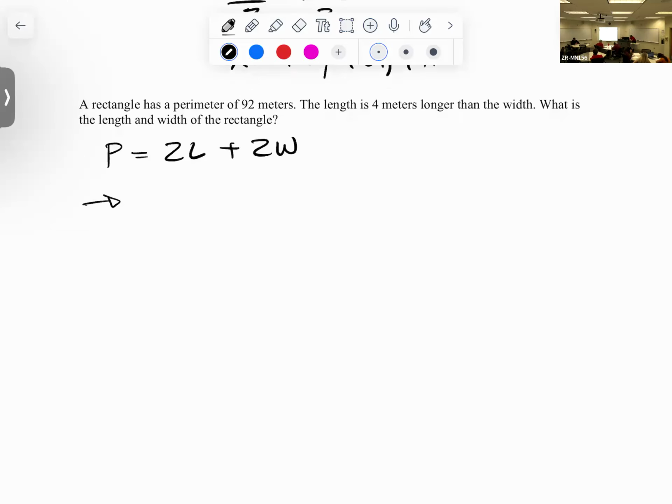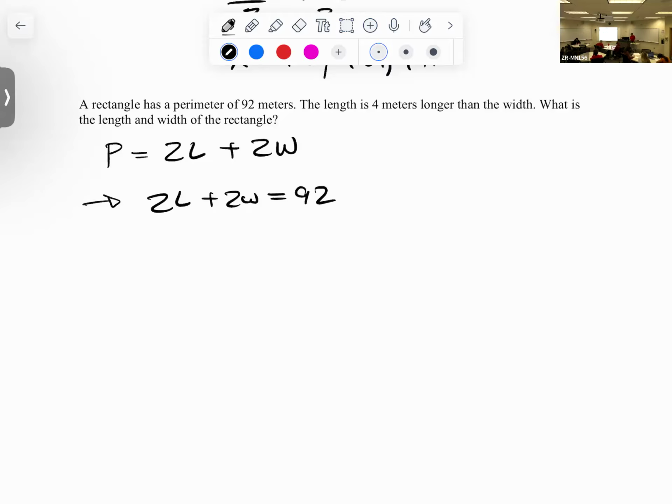So we have the equation of perimeter, and then I say 2L plus 2W equals 92, since that was given. And then, all right, this one I'm going to need a second equation. That's not sufficient. So I can read that next sentence out.